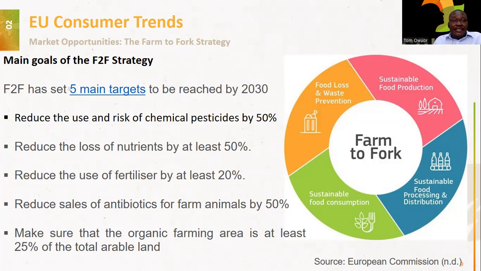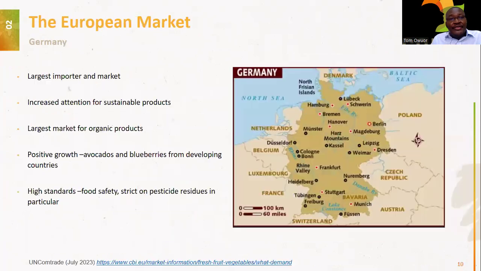And then number three is to reduce the loss of nutrients by at least 50%, reduction of fertilizer use by 20%, reduction of antibiotics for farm animals by 50%, and again, ensuring that organic farming covers at least 25% of the total arable land under production. So the Farm to Fork strategy is equally something important that we need to keep abreast of as we aspire to get into the EU market.